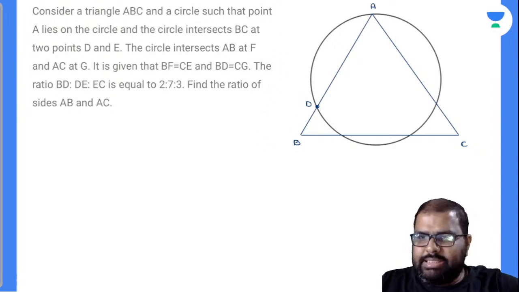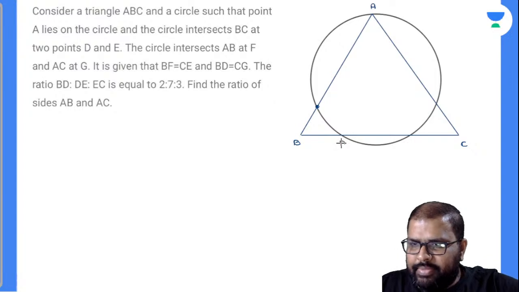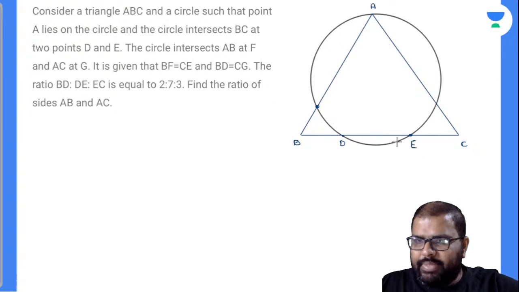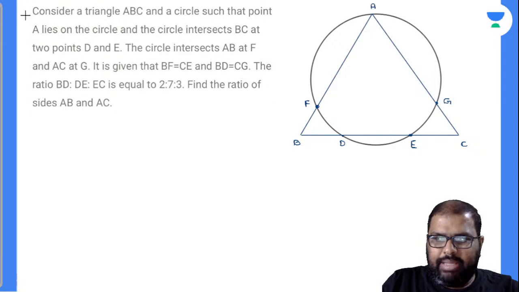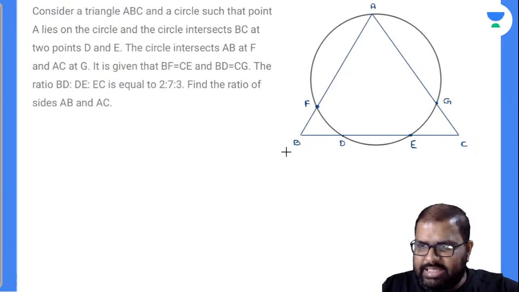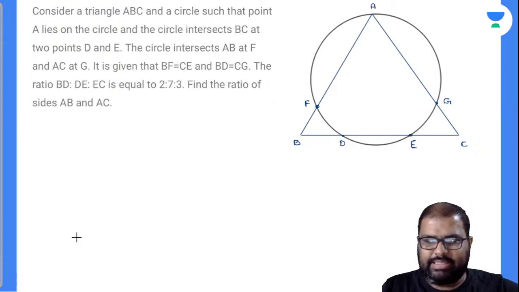The circle intersects BC at 2 points. Now this is D, and this is E, the points given there. Again, the circle intersects AB at F and AC at G. It is given that BF is equal to CE. The BF line segment is equal to the CE line segment.